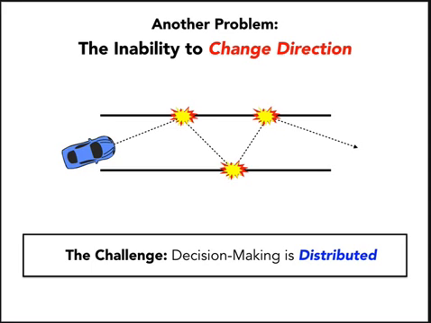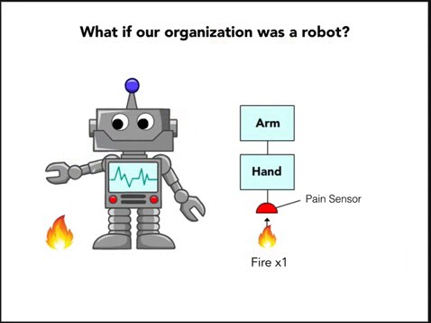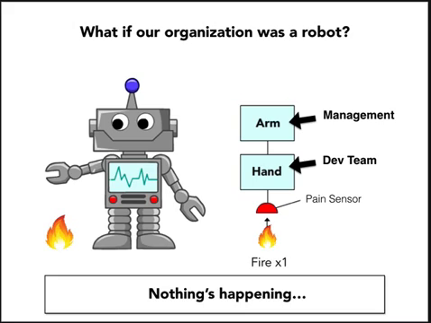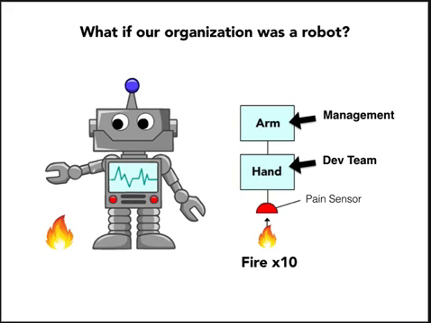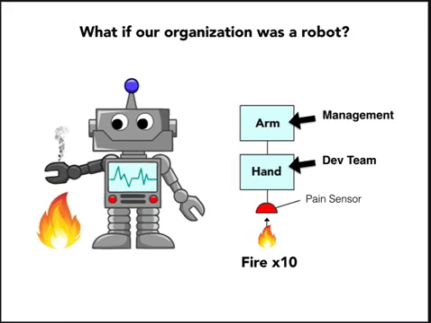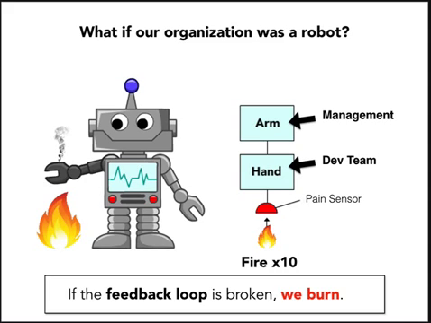And the challenge with trying to steer an organization is that decision making in an organizational context is a distributed responsibility. So when I think about distributed decision making, I imagine, what if our organization was like a robot? We've got the dev team controlling the hand component and management controlling the arm component. If we run a little experiment and light a fire under the pain sensor, nothing happens. And if we turn up the fire, so we've got 10 times the pain, we burn. This is what happens when there's a broken feedback loop baked into the design of the system. If the feedback loop is broken, we burn.